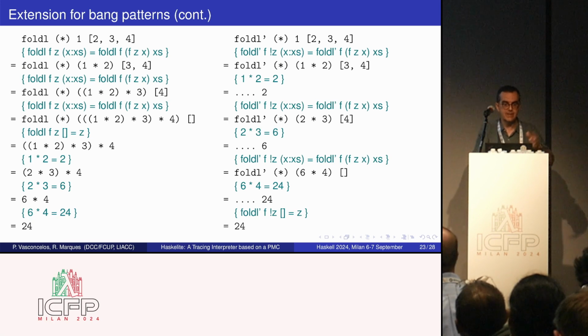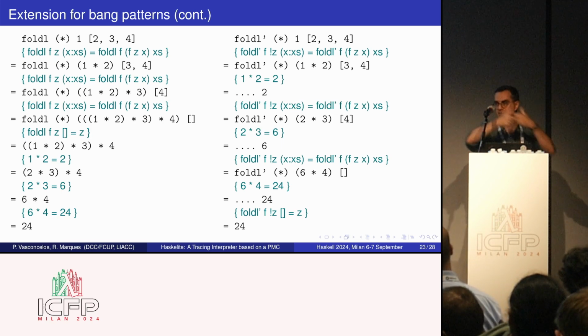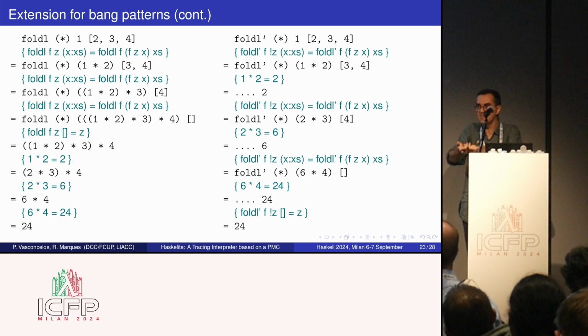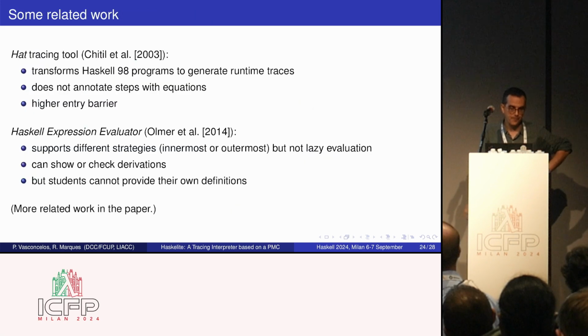So there are more examples in the paper. For example, if you have a pair, you can show what happens if you have outer strictness but not strictness inside the pair. You still get the space leak. So it all composes very well.